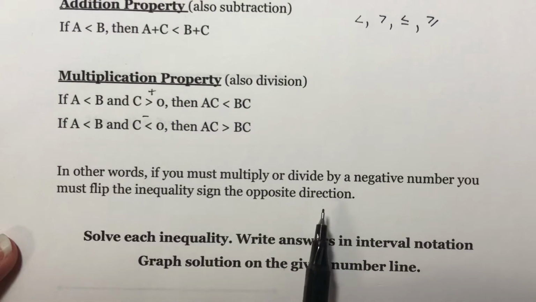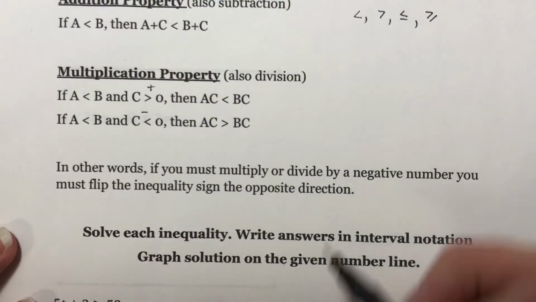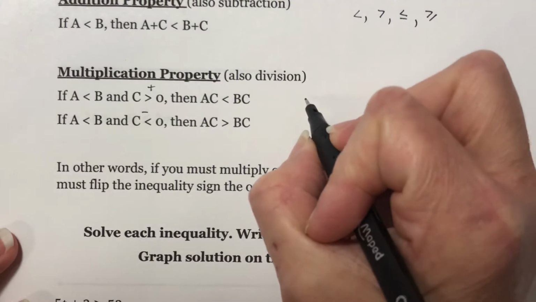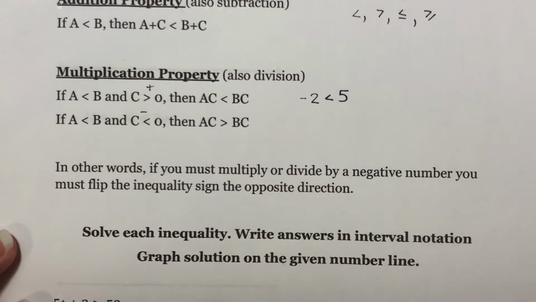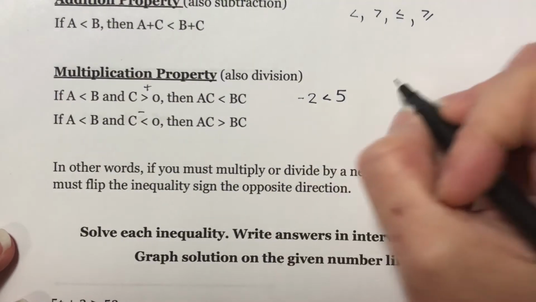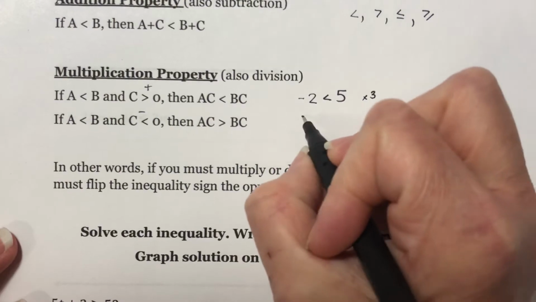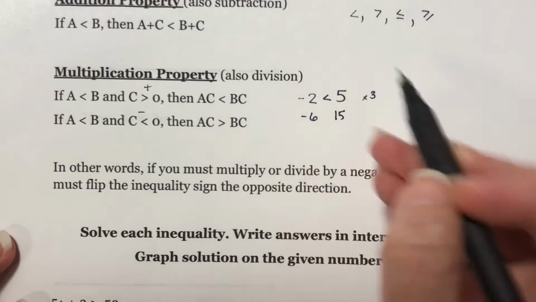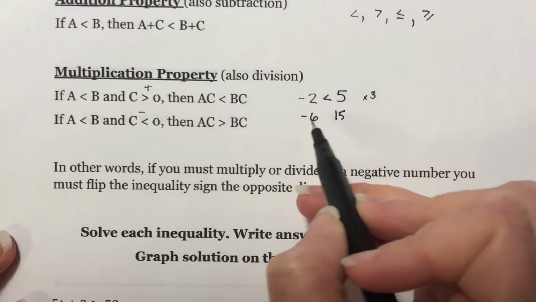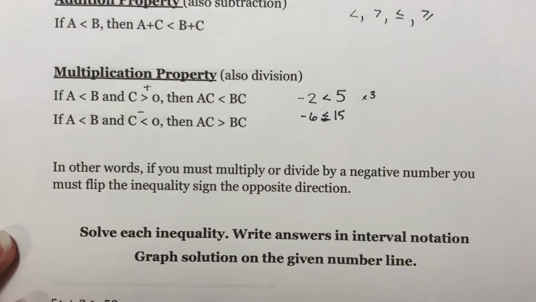Now, just as an illustration of why this might be true, we know, for example, that -2 is less than 5. Let's multiply both sides by 3. -2 times 3 is -6. 5 times 3 is 15, and if you notice here, I multiplied by a positive number, and my sign points the same way.